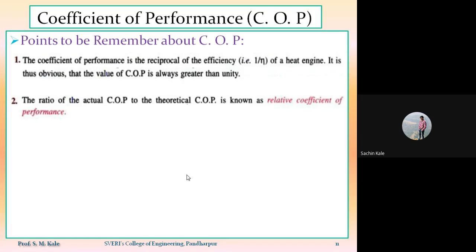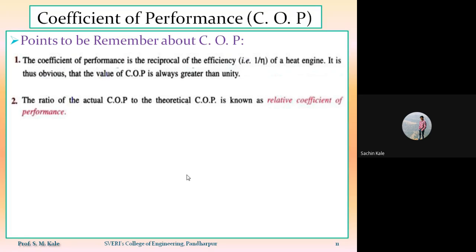So we have to always keep in mind that relative COP is nothing but actual COP to the theoretical COP. Now you may not know what is meant by actual COP and what is meant by theoretical COP. In the last slide, we have seen the definition of theoretical COP: the amount of heat absorbed, or refrigerating effect, divided by the work supplied, that is the amount of energy spent, is called the theoretical COP.